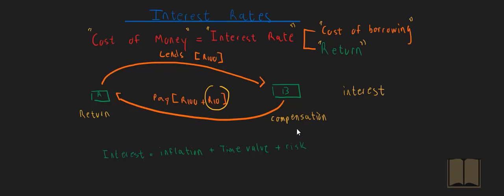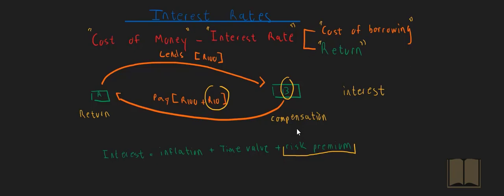And then lastly, person A wants to be compensated for taking on risk. So they want to have some sort of risk premium that's incorporated into the interest rate. If person B is known for not paying back funds borrowed on time or in full, then this would serve to increase the risk premium.